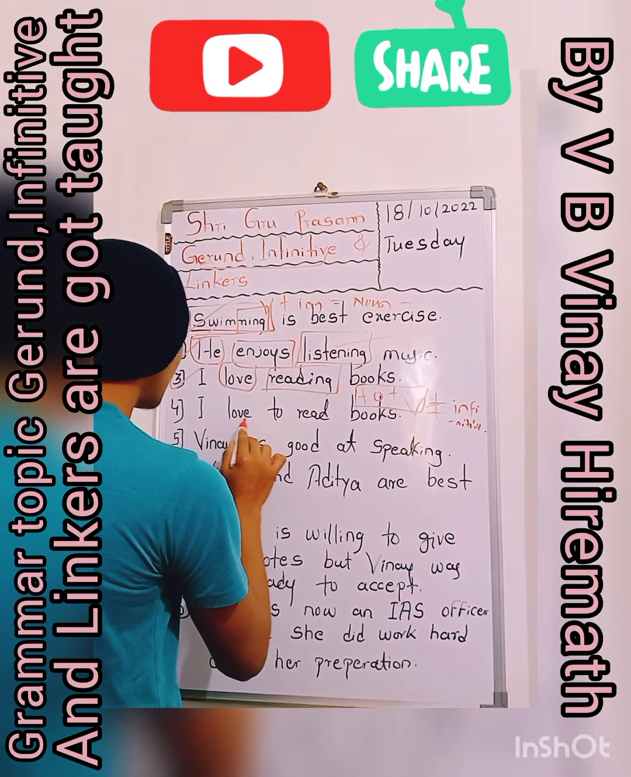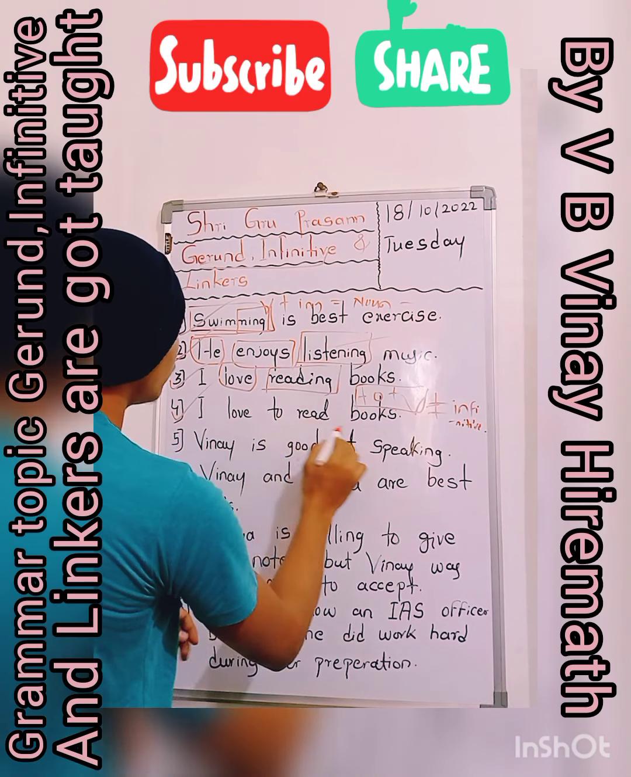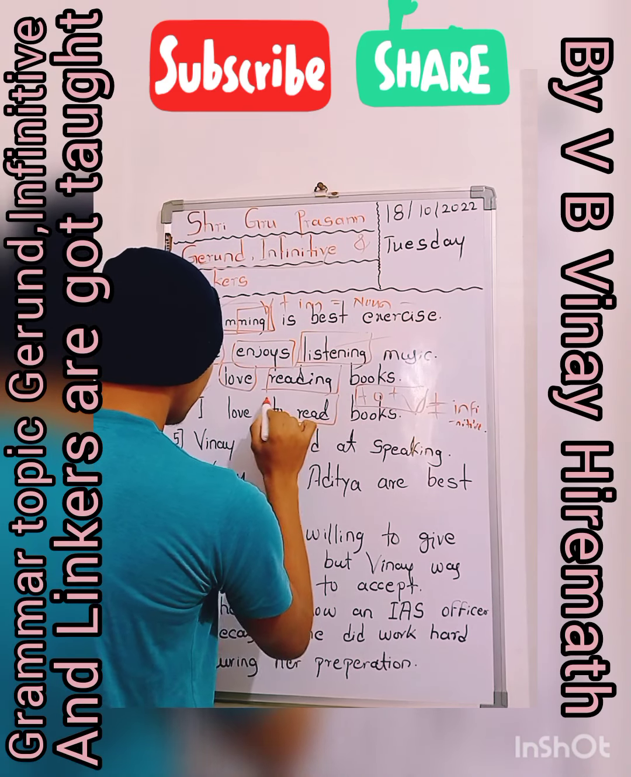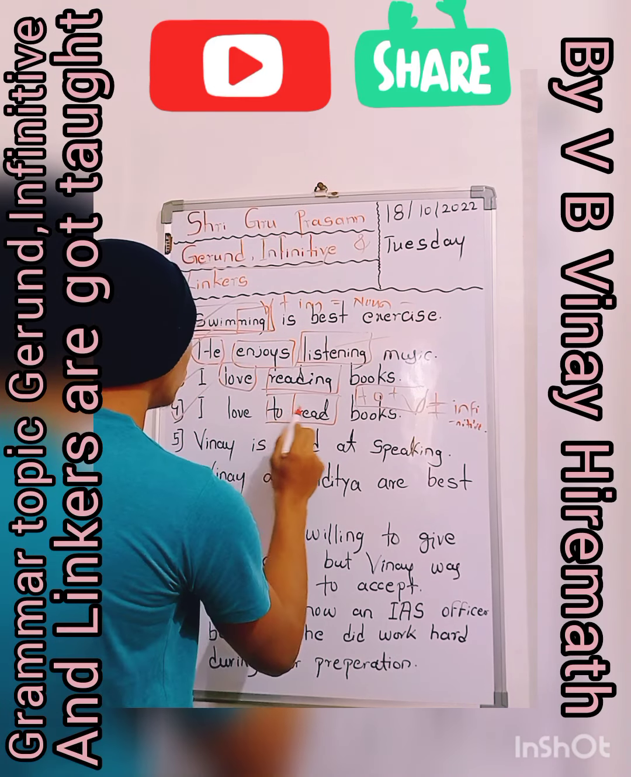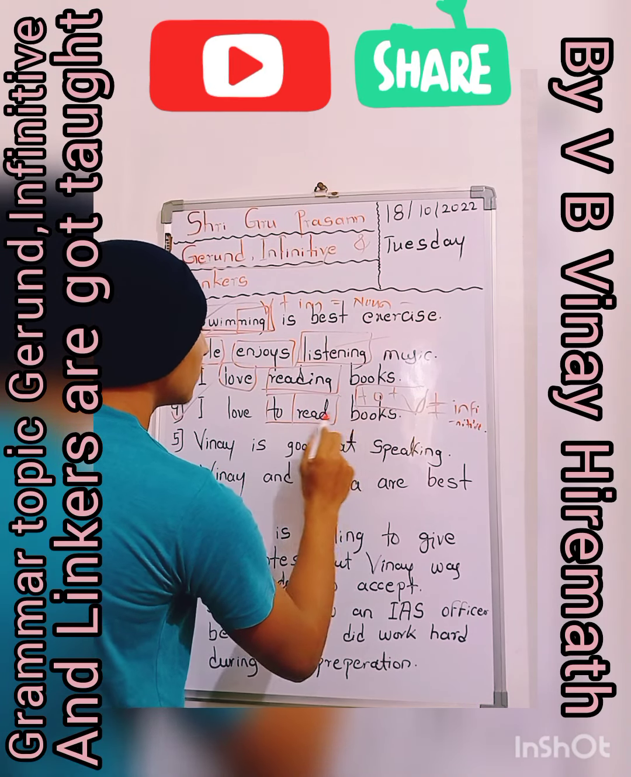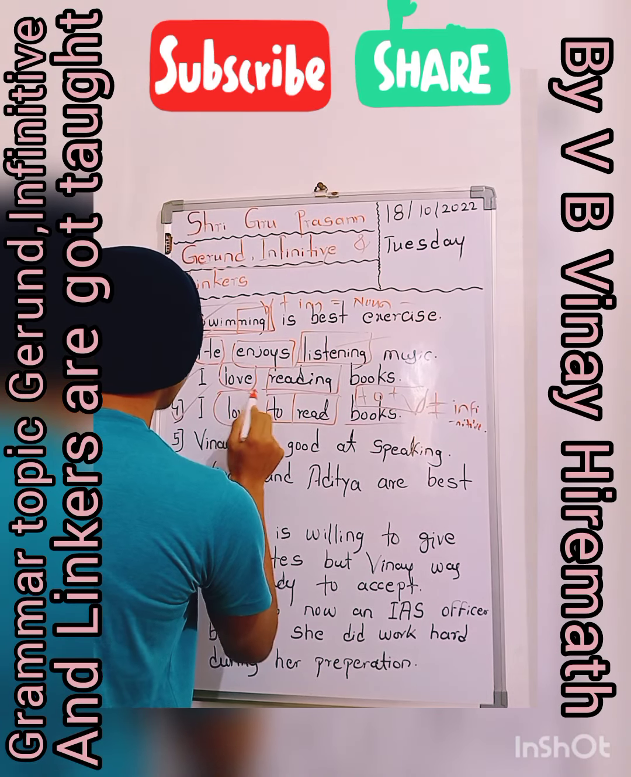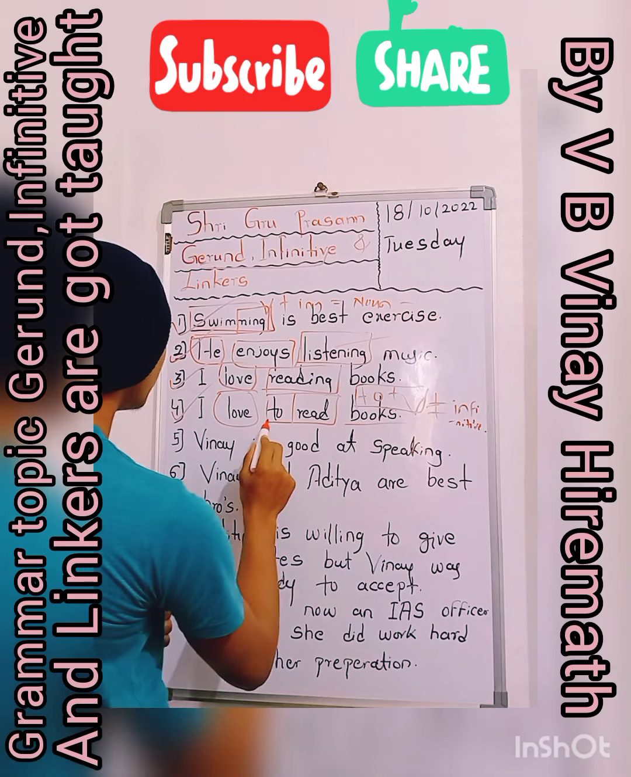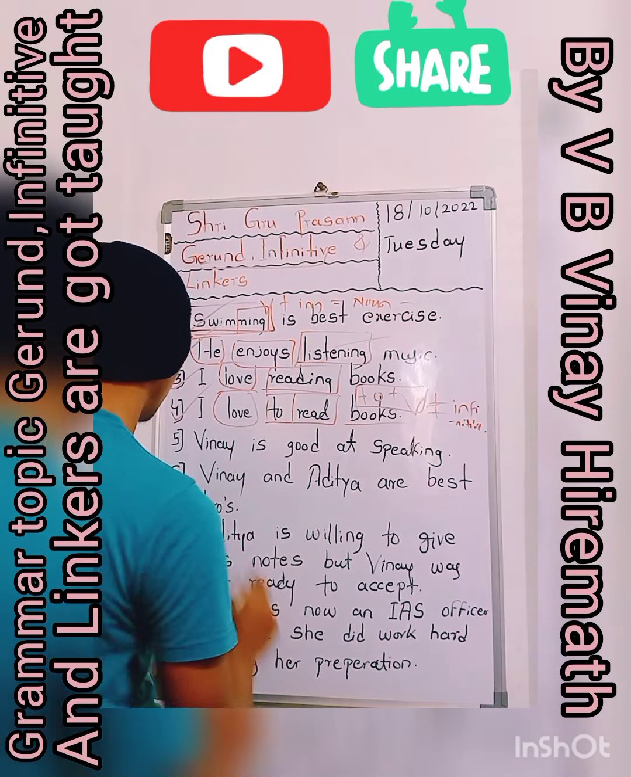Now the fourth example we will discuss. This is the example of infinitive: I love to read books. In to read, to is the preposition and read is the verb. To plus verb equals infinitive. Here love is already the verb, and this is acting as an infinitive, not a verb, not a preposition.